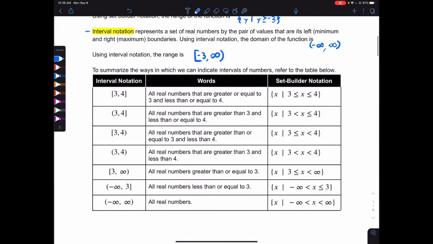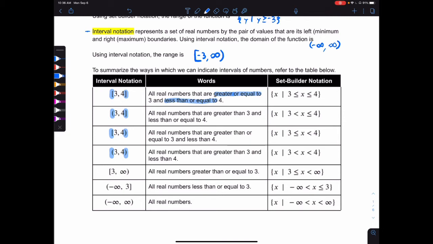Let's take a look at the chart. This chart will just summarize things for you. I'm going to go through a little bit quickly. You can go through more detail on your own. But what you want to look at is take note of the symbols that are used on each side. And if we look at this, the words all real numbers greater or equal to, less than or equal to. So that equal to is telling us the brackets there.